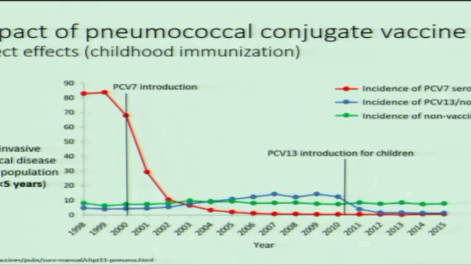And you can see a similar decline after the introduction of PCV13 vaccine also in children. Now, it's important to understand that part of this decline was also due to indirect effects, because even children who were not vaccinated were having declines in disease.